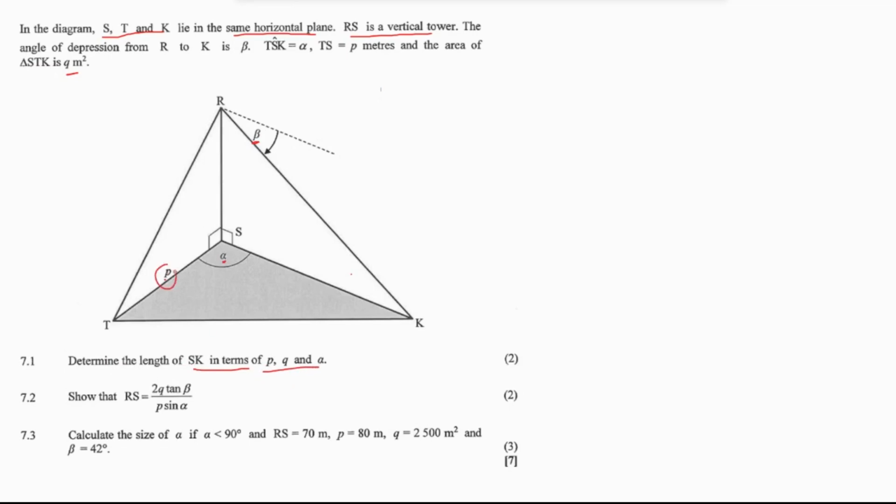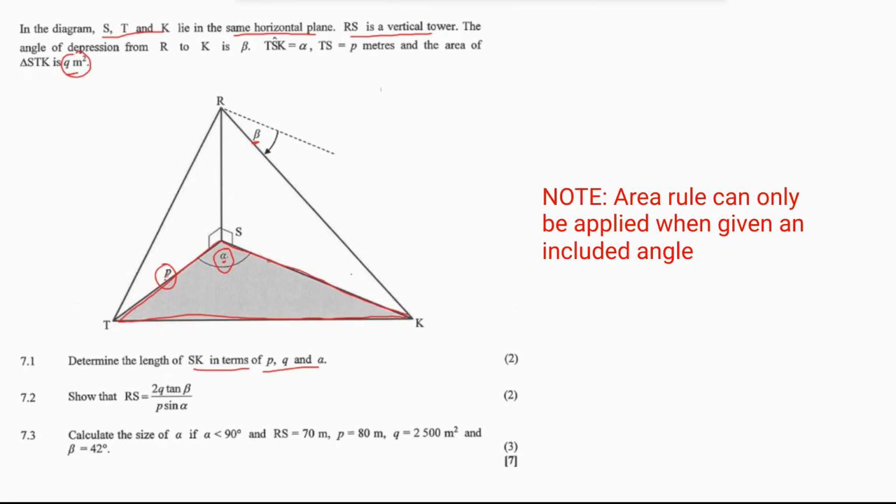Right, we have P here, we have alpha here, we have Q, which is the area of triangle STK. Let's just highlight triangle STK. For triangle STK, we have side P, we have an angle, and we're looking for SK. So what situation do we have here? We have an included angle, side, angle, side. So we can use the area rule, because we are given the area.